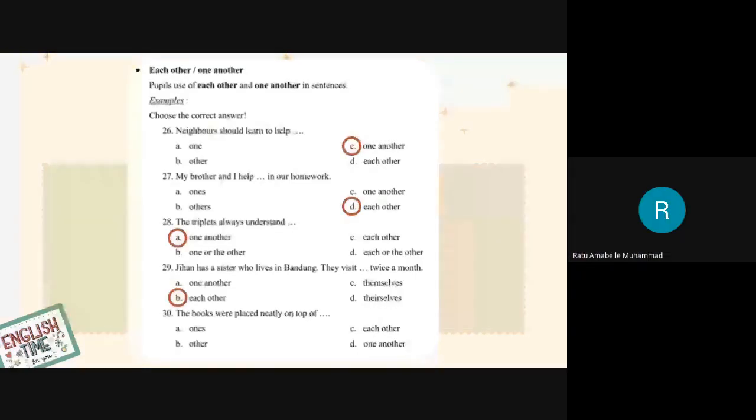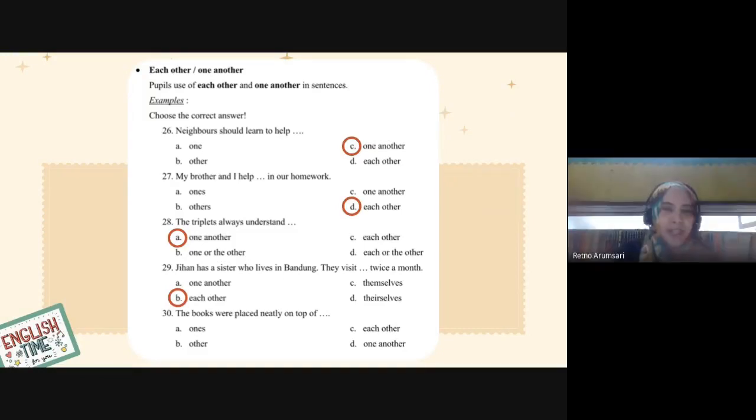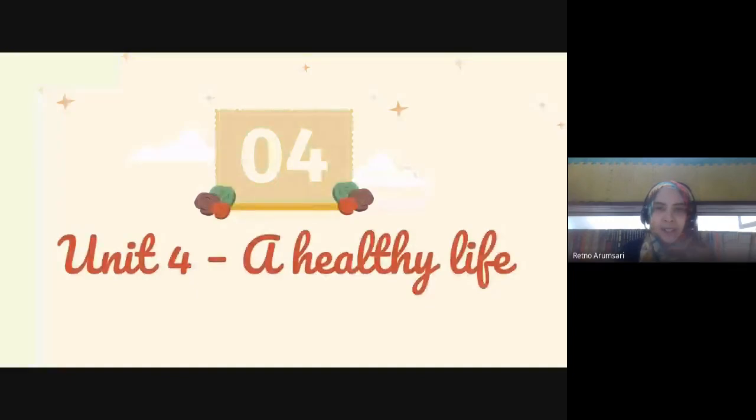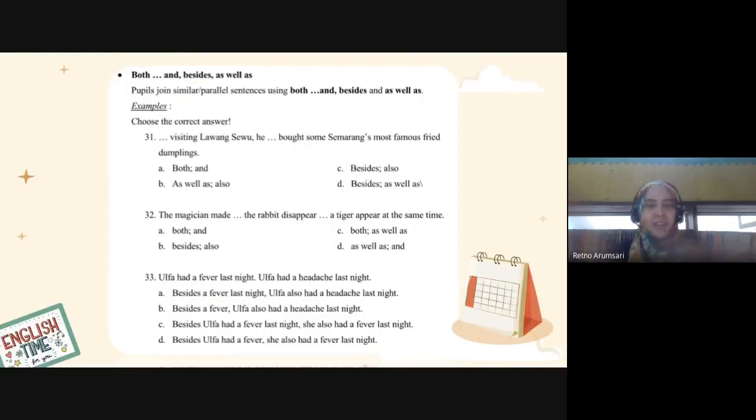The books are placed neatly on top of one another. One another. Yes, there are many books. On top of one another. Okay. Next, this is the last unit. Unit 4. A healthy life. Unit 4 is all about joining sentences together using those conjunctions. All right, let's go to Charlize.